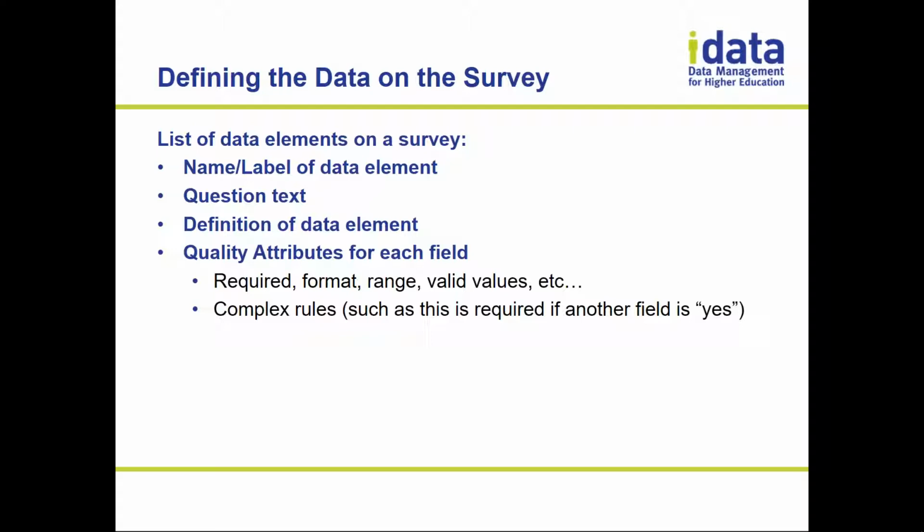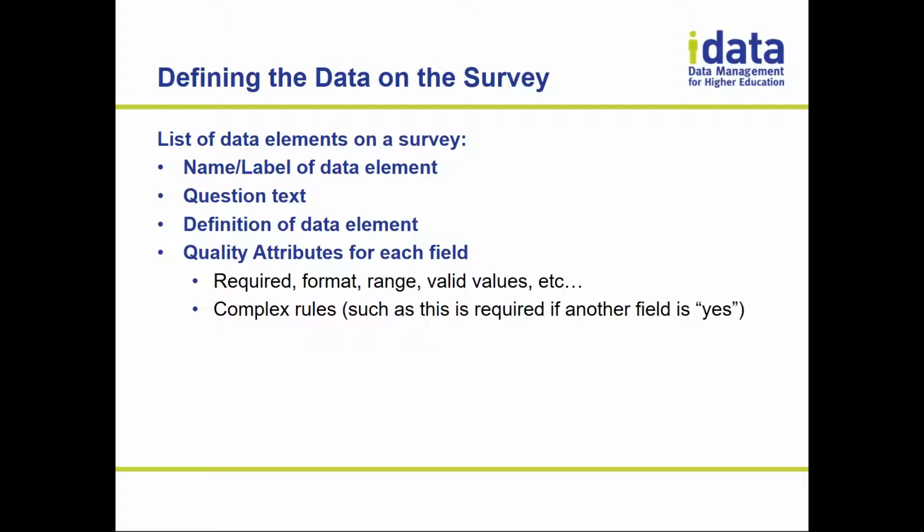This is something that's not currently in a cookbook report spec, right? The question text is what's the actual question that's being asked to get the response. And as many of you know, the way you ask the question, the very specifics of the question, can greatly skew the results. The next is the definition of the data element, right?